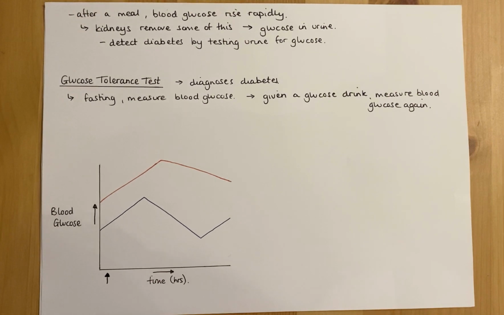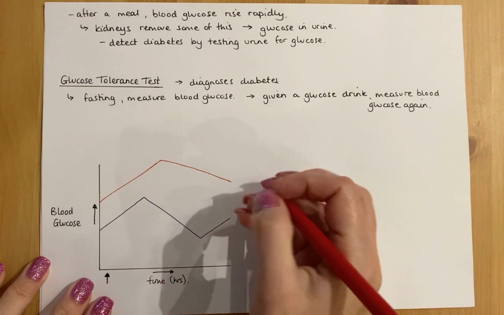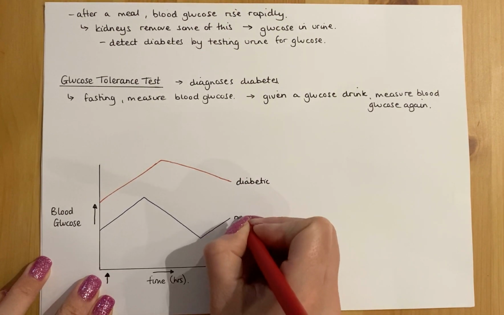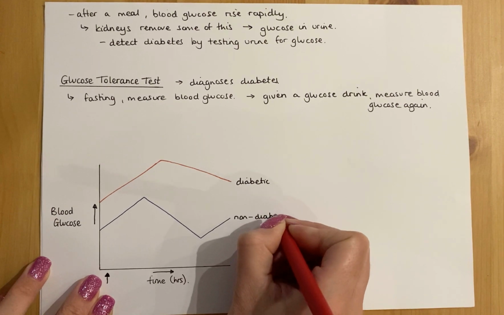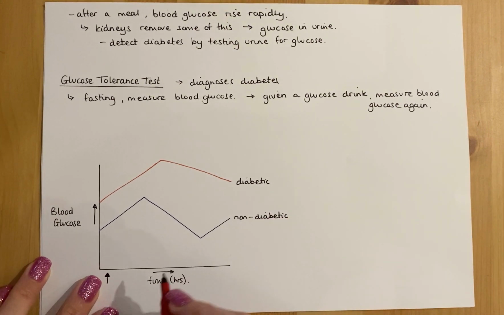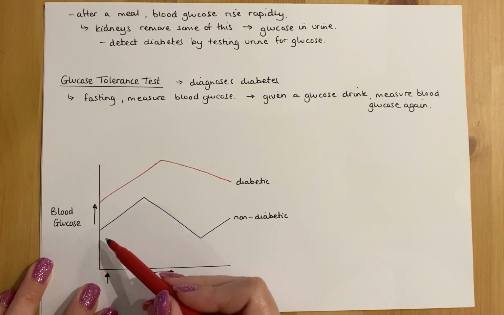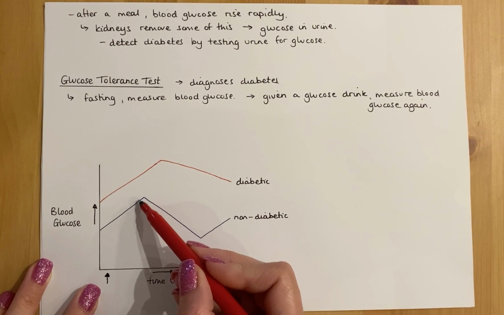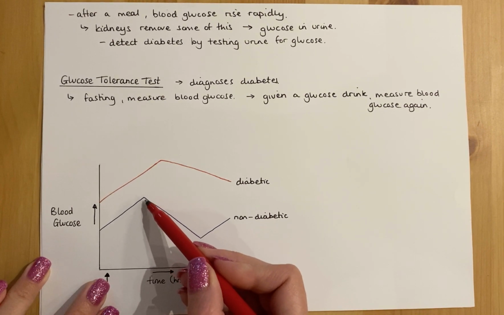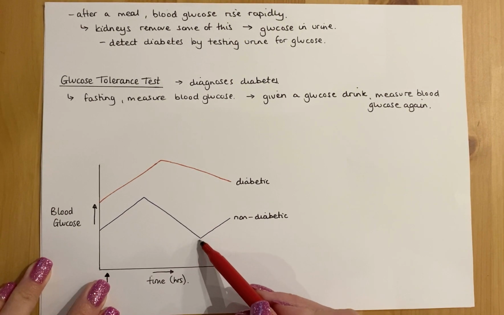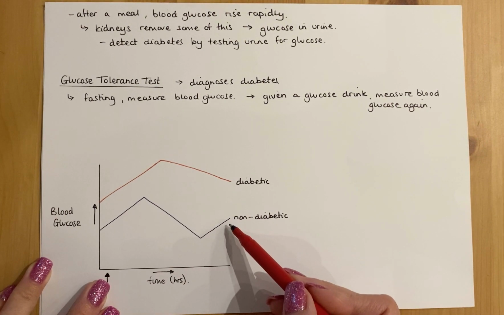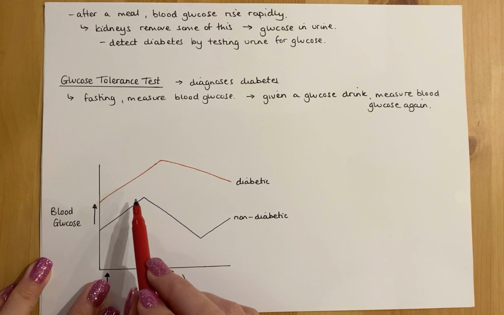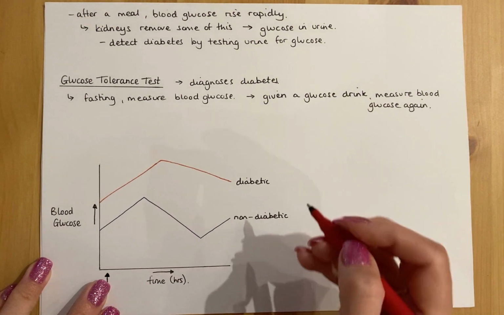Now, when you look at these graphs, the diabetic person is always the person on top. And this would be the non-diabetic person who can control his or her blood glucose. As time goes on, a person's blood glucose will increase when they've had a drink of glucose. In a non-diabetic person, insulin would then be produced, which would bring this down again. Then when it drops too low, glucagon is produced that brings it back up. But for a person with diabetes, their blood glucose is not regulated in the same way because they can't either produce insulin or are not sensitive to it.